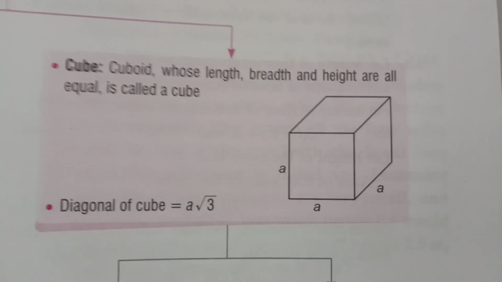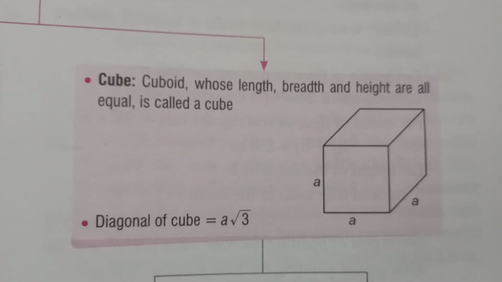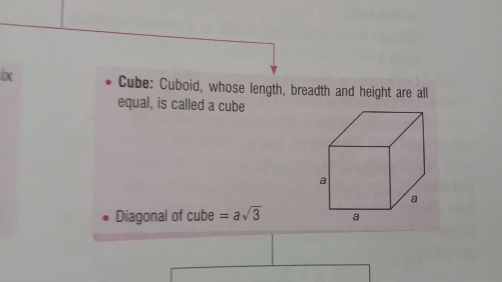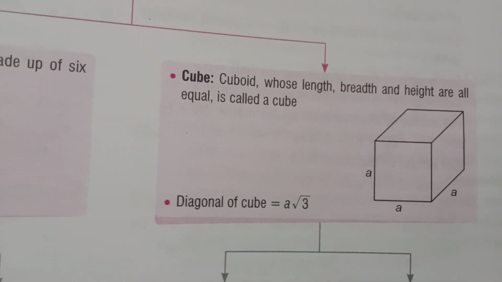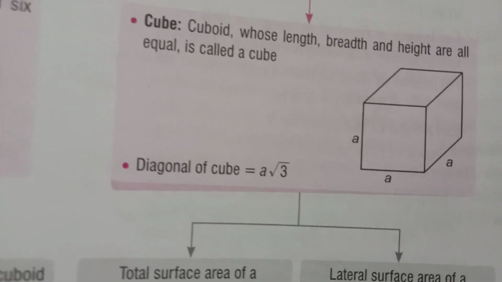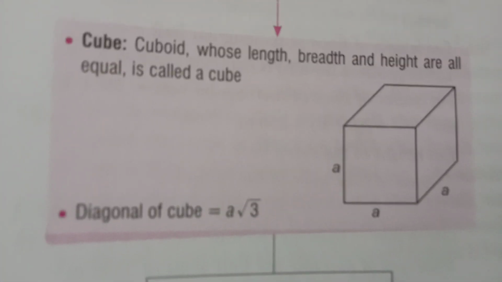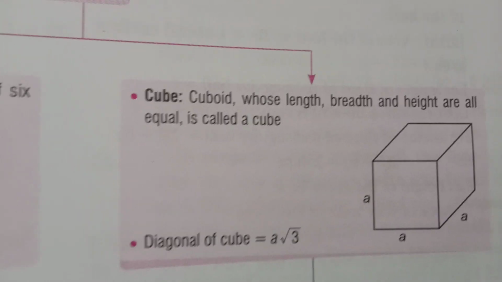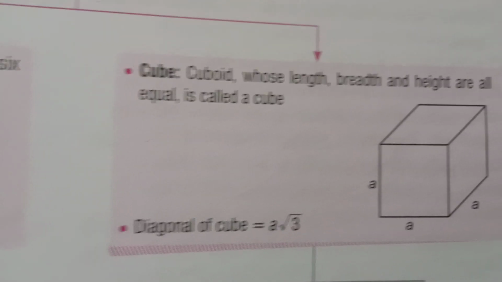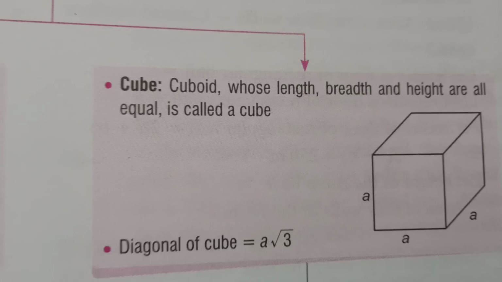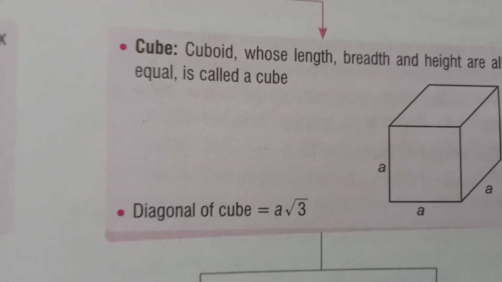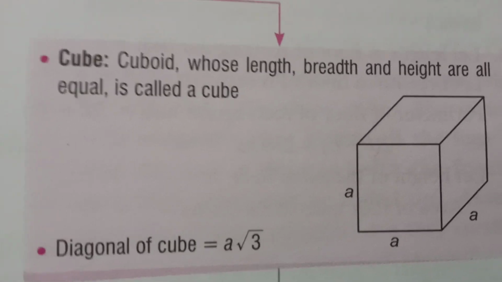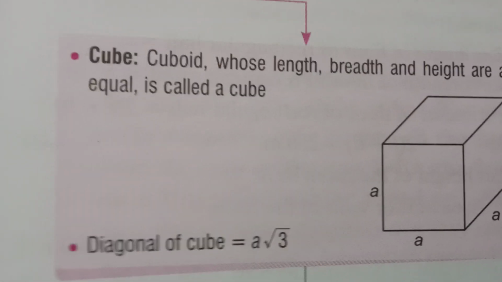And now we are going to see about the cube. A cuboid whose length, breadth and height are equal is called a cube. So here all faces are identical. You can denote the edge length of the cube by either L or S or A. Any letter you can denote. So the diagonal of the cube is root 3 times A.